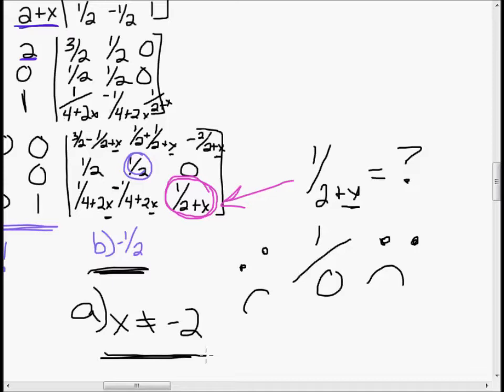And the only time that's a problem here is if x is on the bottom, and since it is in all of our versions of x, it is when x is negative 2, because if we were to put negative 2 there, we would get 1 over 2 minus 2, and that would be 1 over 0, and that is very unhappy, as you can see by my frowny faces here.